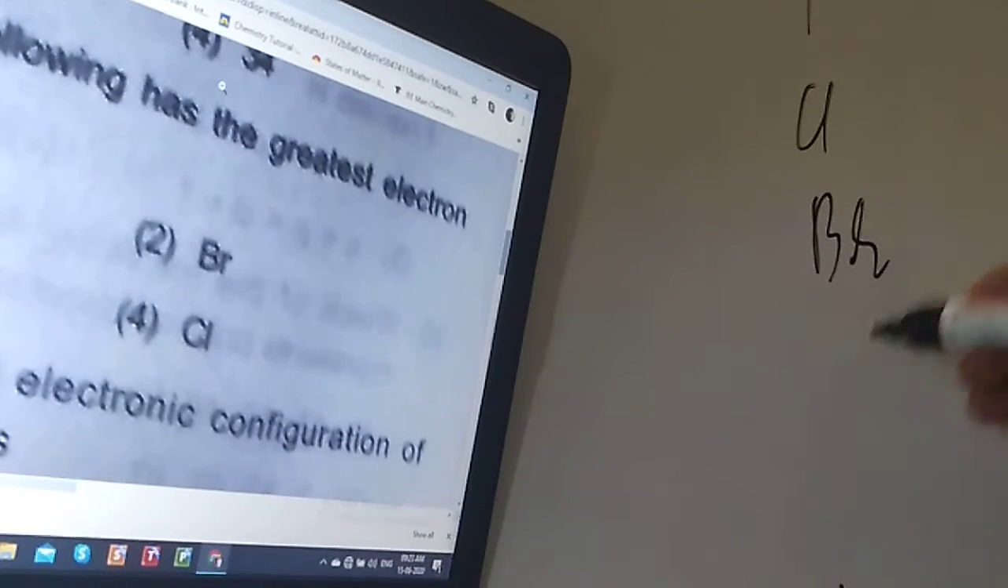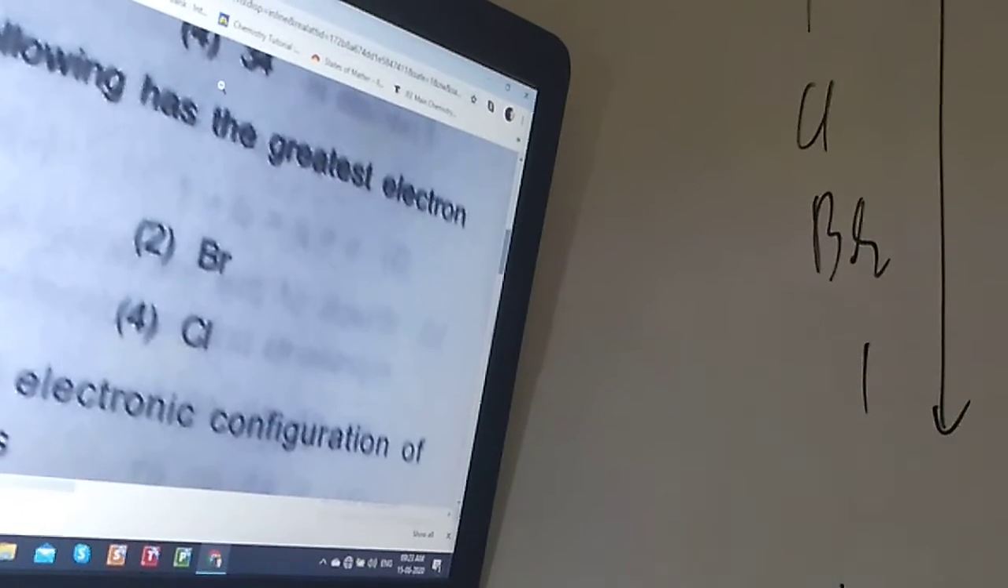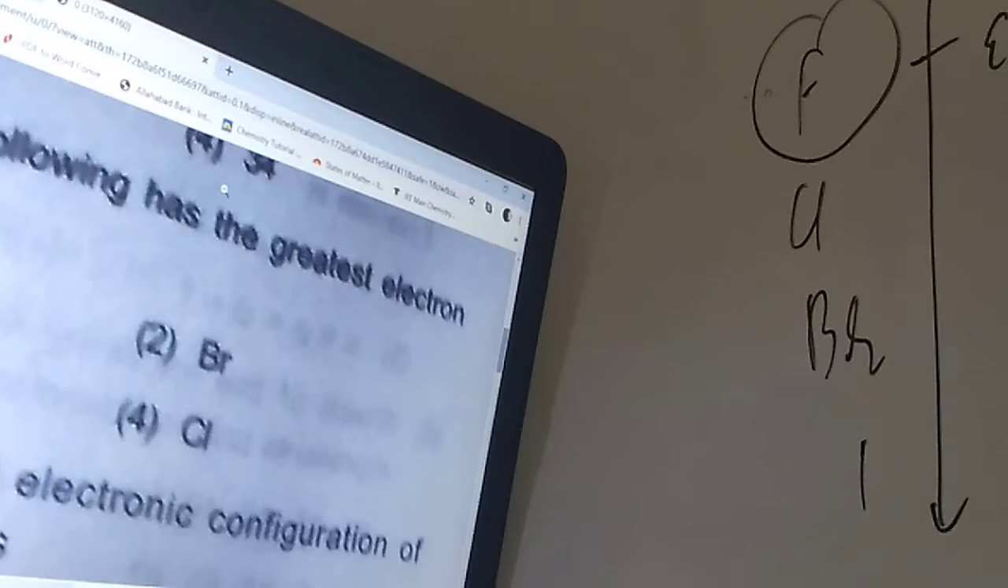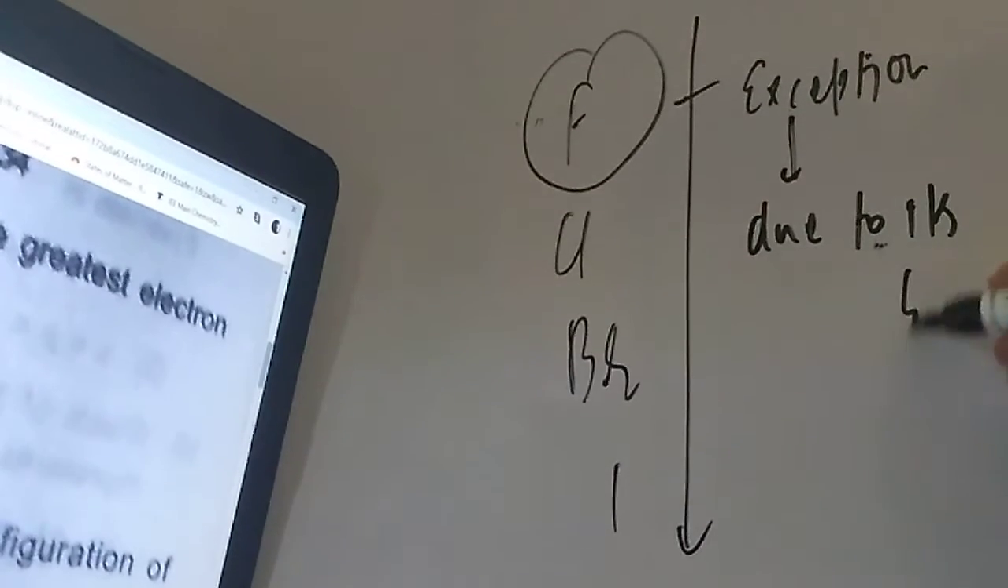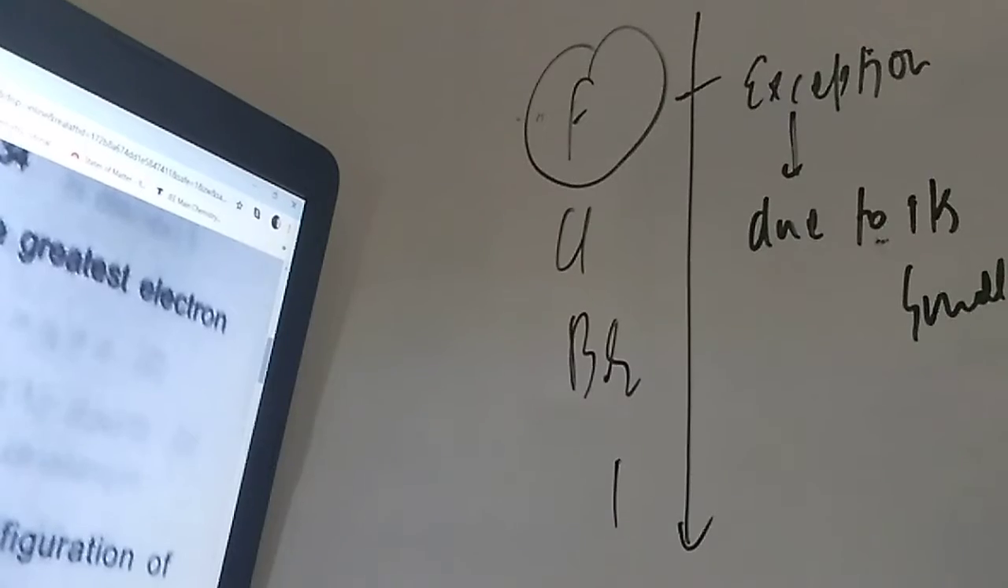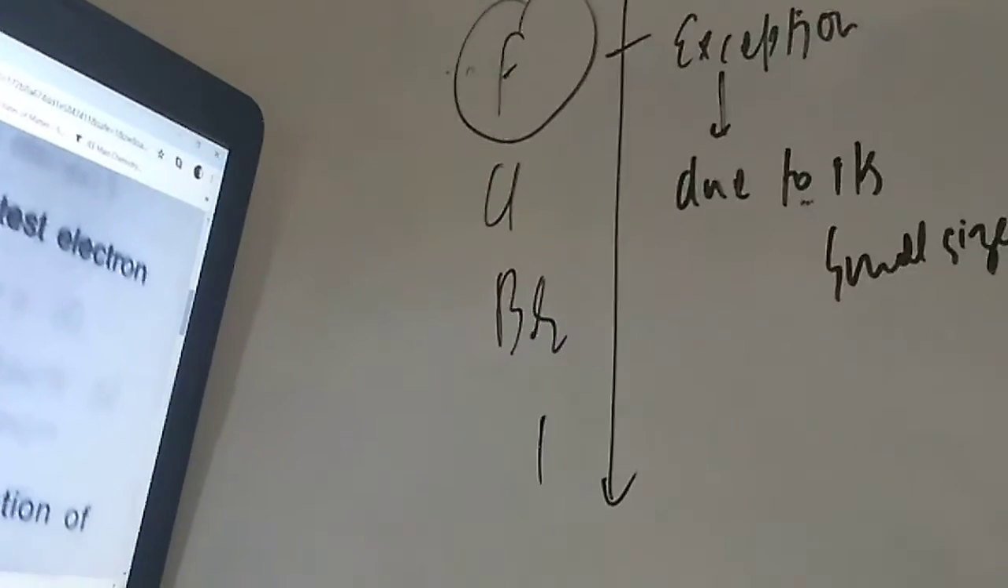So let us try to understand group 17, students. Group 17 has fluorine, chlorine, bromine, iodine, and astatine. Here the order is changed, students. Fluorine is an exception. Why is it an exception? Due to its small size. Due to its small size, it will not accept the electron easily.